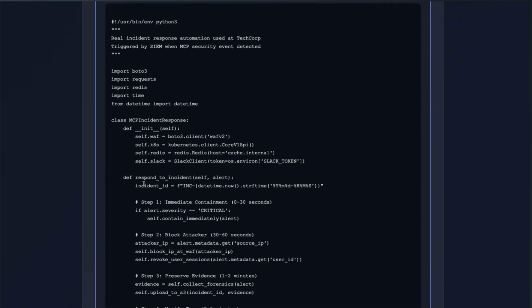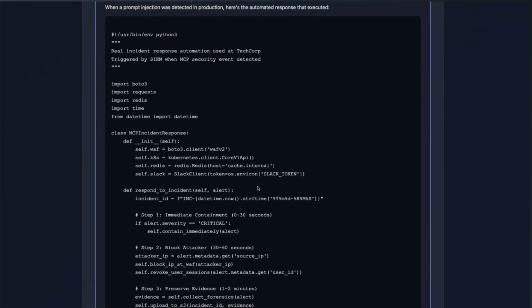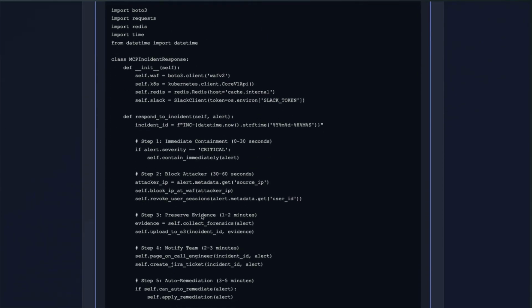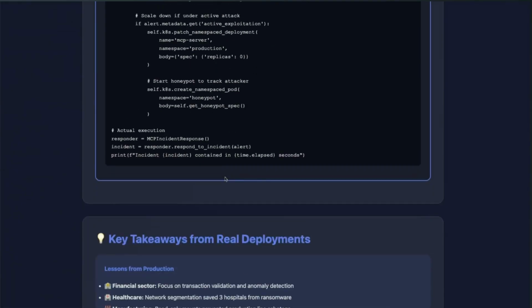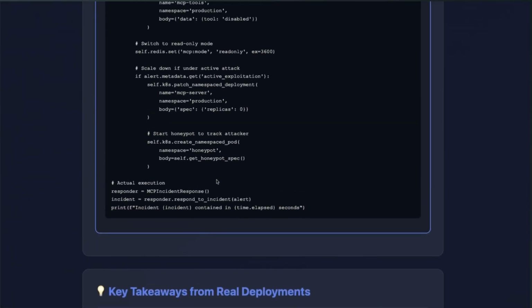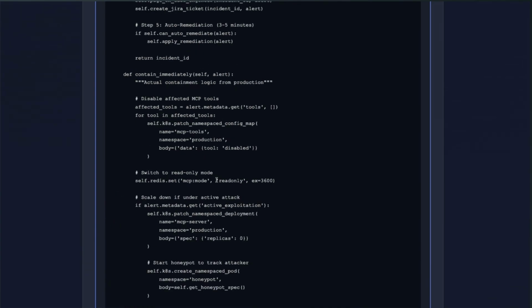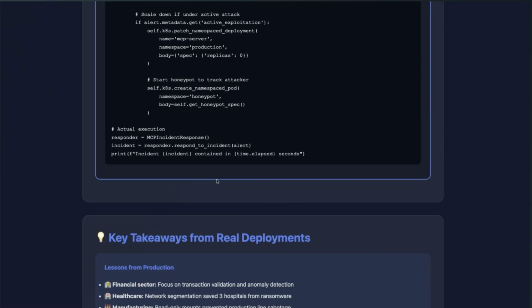Yeah, this is one of the examples, like when prompt injection was detected in production. Here is the automated response that executed, triggered by a SIEM. I mean, you can set up a guardrail in such a way that if you're seeing such kind of events happening, you can deploy the honeypot immediately and make the attacker request go via honeypot rather than actual MCP tools, right?